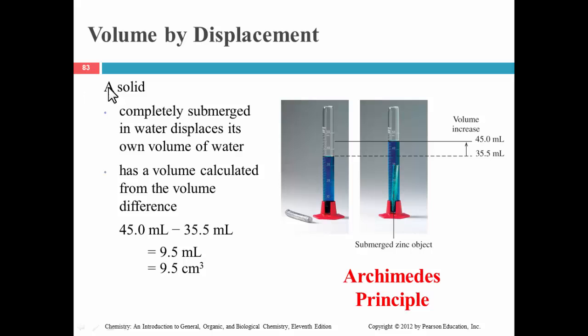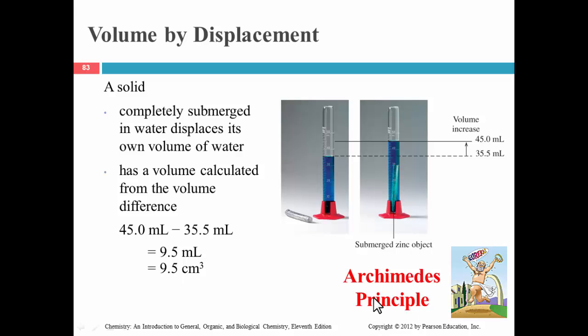So remember that a solid completely submerged in water displaces its own volume of water. So the amount of water or liquid displaced is equivalent to the volume of the object. So this submerged zinc object has a volume of 9.5 milliliters. You can also weigh the object on a balance to obtain the mass. So now that you have the mass and the volume, you can determine the density. So this is a common way of determining the density of an object in a laboratory setting.